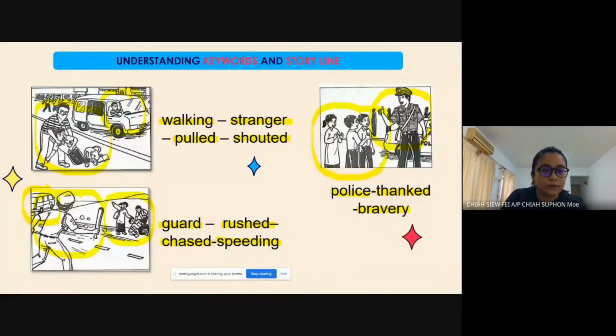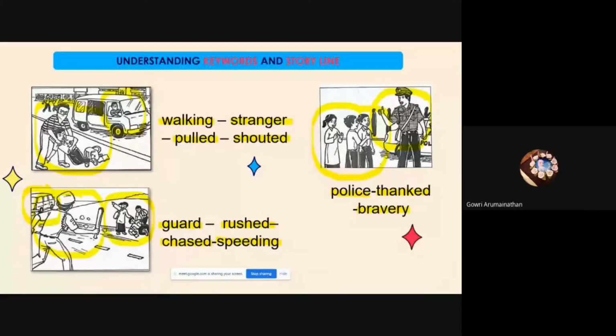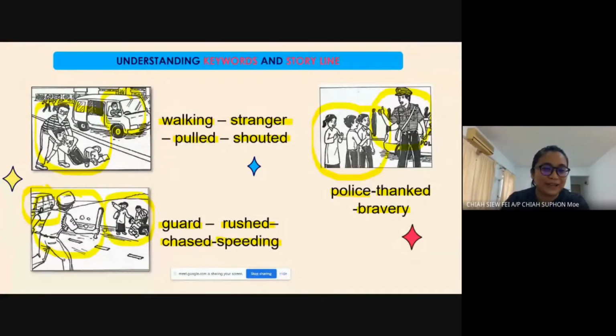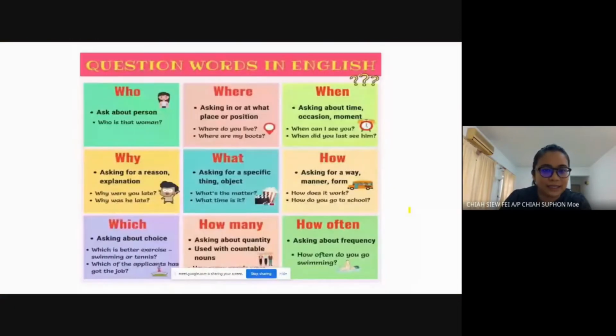So far, are you with me in understanding the words and keywords and the storyline? Yes. Yes, teacher. If you want me to stop or repeat some things, you just unmute your mic and tell me, okay? All right.